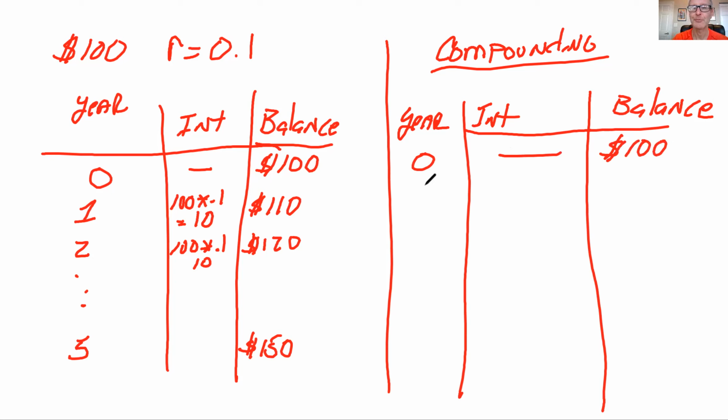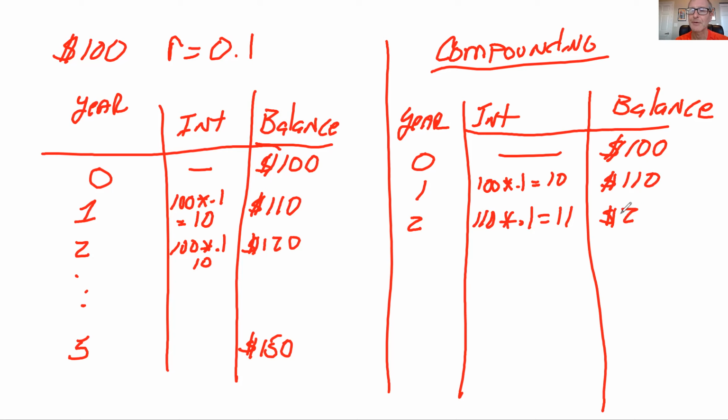So what happens at year 1? Well, year 1, exactly the same. You have 100 times 0.1, and that gives you $10. So at the end of year 1, you have $110. But here's the compounding effect. What happens at year 2? Well, at year 2, you end up getting interest on the $110 now. So if you multiply that by 0.1, you see now you have $11 of interest. So you add that here and you get 110 plus 11 is $121.